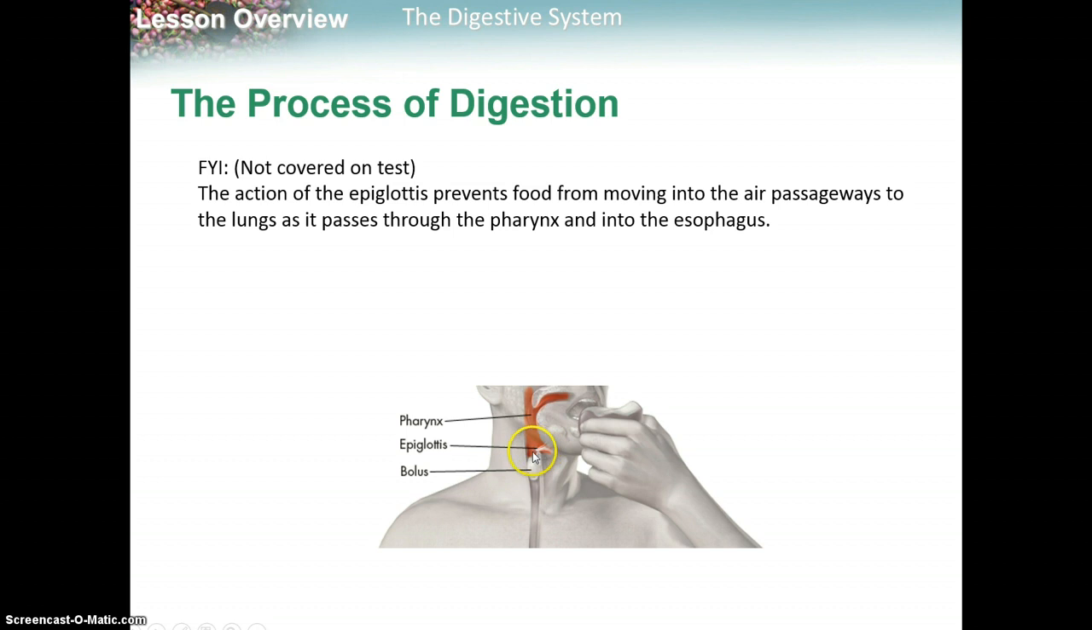So if someone's choking, somehow the food was able to get past the epiglottis, like maybe the epiglottis didn't flap down fast enough, or you were doing something to prevent it from flapping down, and food gets stuck in the trachea, and that's when you're choking. You do the Heimlich maneuver. So the epiglottis prevents food from going into the trachea and directs it to go into your esophagus.